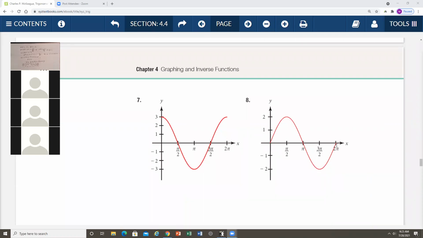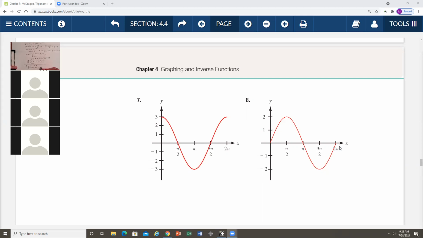Now, what's the amplitude of this graph? It appears to be 2. All right, so we'll write that down. So for problem number 8, the amplitude is 2, which means that would be our A. Does not look like this graph has been flipped about the x-axis. So A would be positive 2. The period is what? Period is clearly 2 pi.